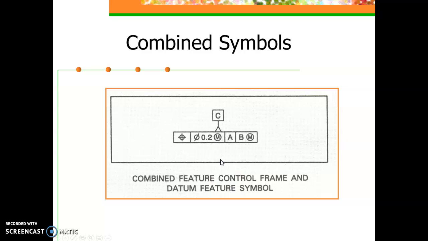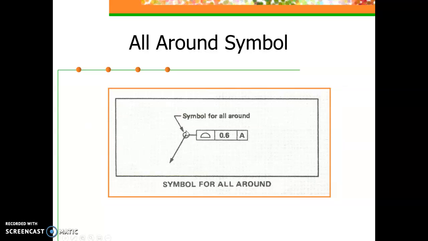You may see a symbol like this that combines the box indicating the feature being controlled and simultaneously identifies the feature as a datum, in this case datum C. This symbol, which we'll see in the next chapter when we talk about weld symbols, indicates all around. This is used often for cylindrical type shapes like a pipe to indicate that the feature goes all the way around the outside diameter of that pipe or cylinder.